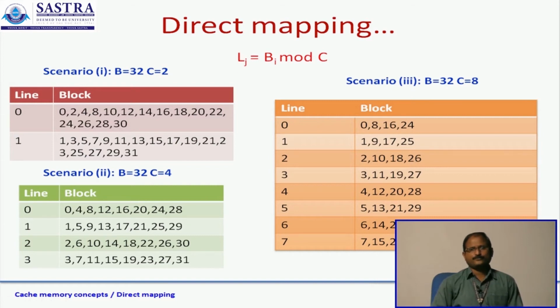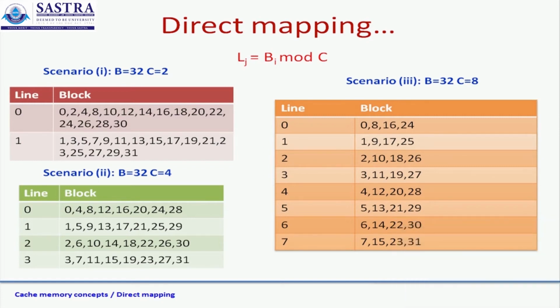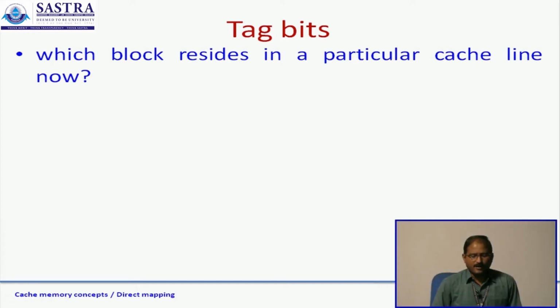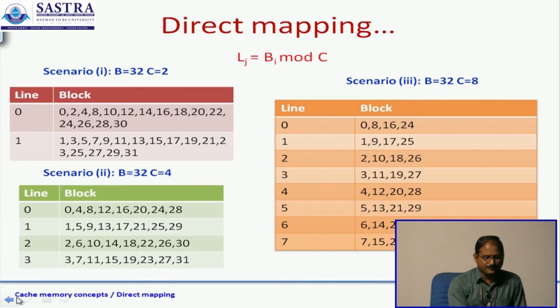So now we know how the mapping occurs. We have some B number of blocks in main memory. We have some C lines in cache memory, and a block is mapped on a line by using this formula. Now obviously we will have a question. Which block resides in a particular cache line now?